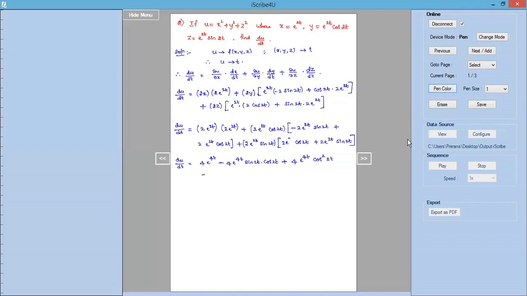Next term is 2 into 2, 4 e power 4t sine 2t into cos 2t. And the last term is plus 4 e power 4t multiplied by sine square 2t.